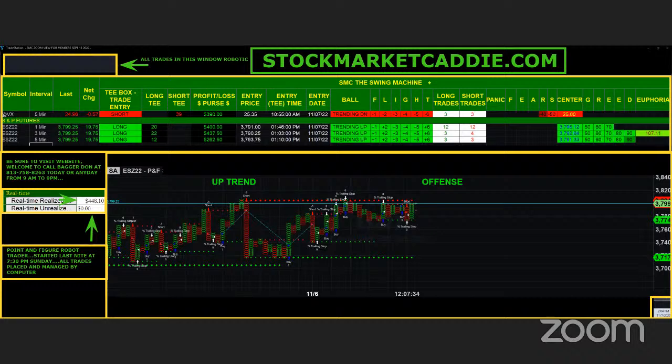Yeah, Rob, that's a good entry. Swing Machine Rob is long at 10,935. Let me go take a look at that. Swing Machine went long at 10,918, so she's got a little up on you.